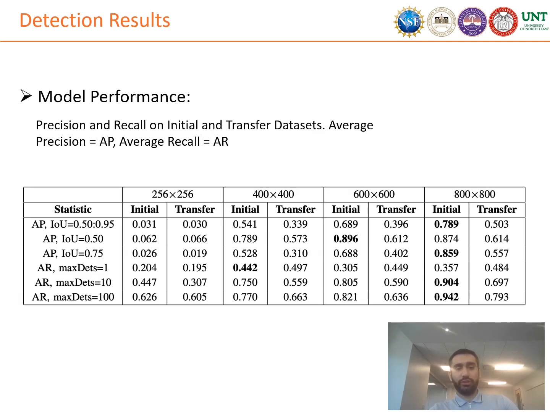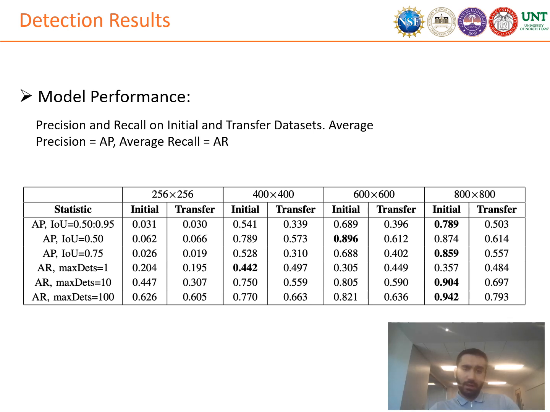Next, we do the training, validation, and get the results. We used key statistics for model performance, such as average precision (AP) and average recall (AR), and we did this for different IOUs. As we can see in this table, starting from 256, we increase the size all the way up to 800 by 800, which is the full image.